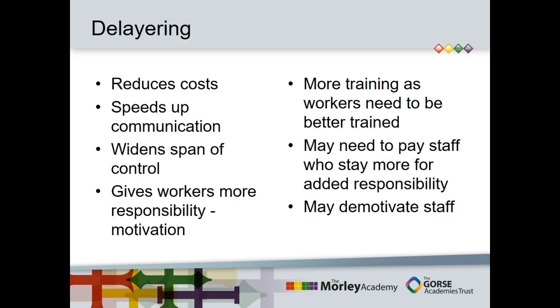So what are the advantages of delayering? Reduces costs, speeds up communication, it widens the span of control. Now that can be seen as a bad thing, because if you've got more responsibility as the manager, say you're the manager and you've gone from managing 2 people to 4 people, that could be seen as a negative.